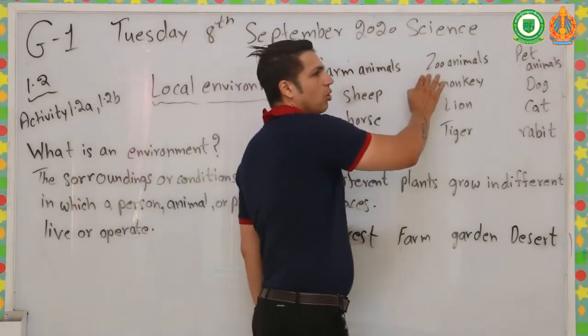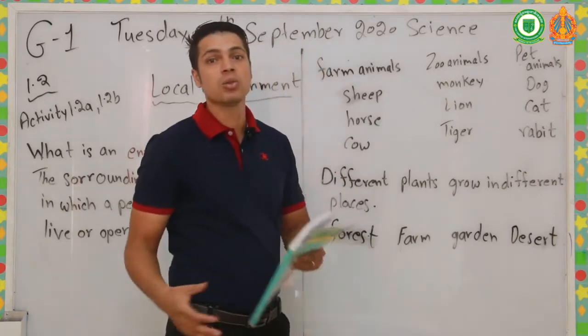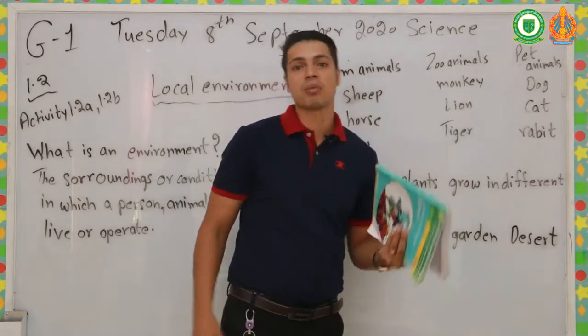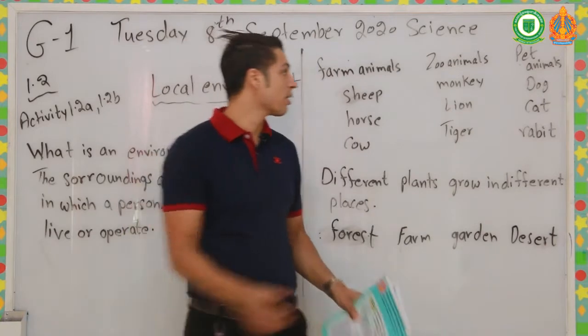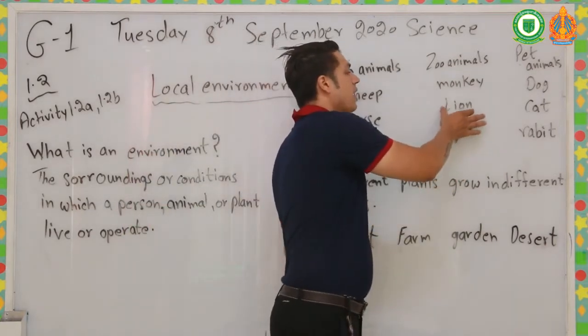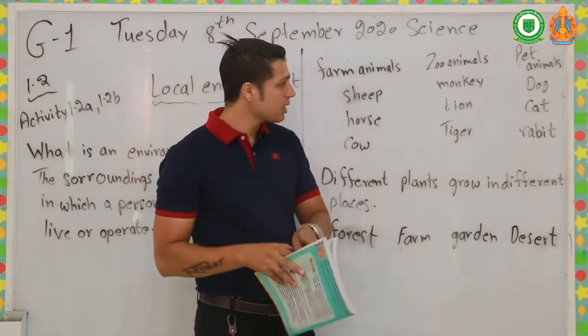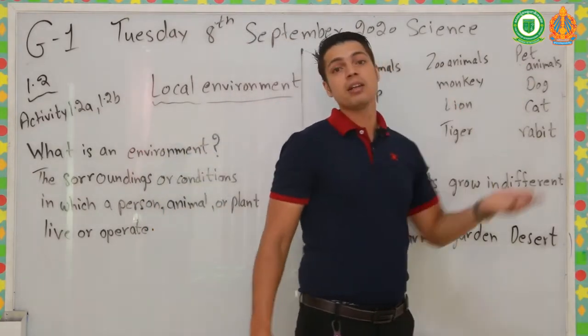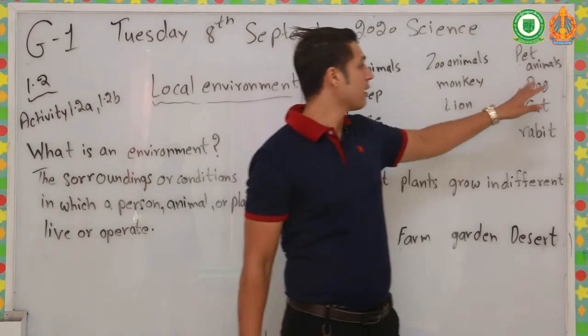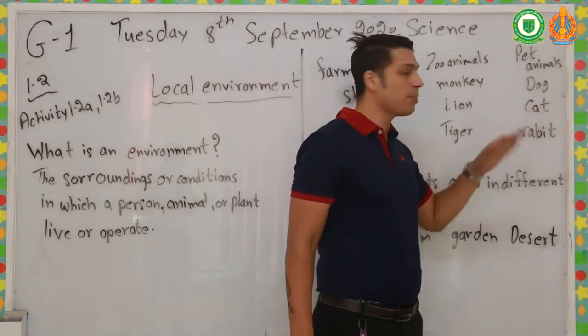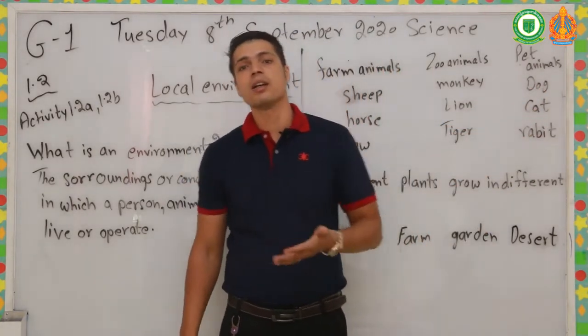Zoo animals, so zoo animals live in the zoo and they are also wild animals. They can be found in the forest. Okay, so like monkey, lion and tiger. Okay, and pet animals can be found in the house. Okay, like dog, cat, rabbit, because they can survive in the house.